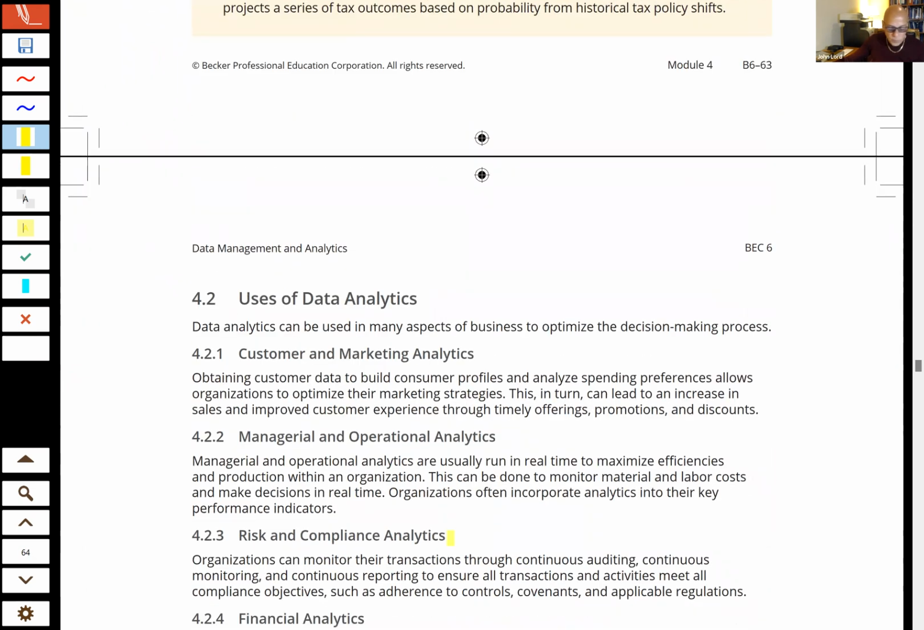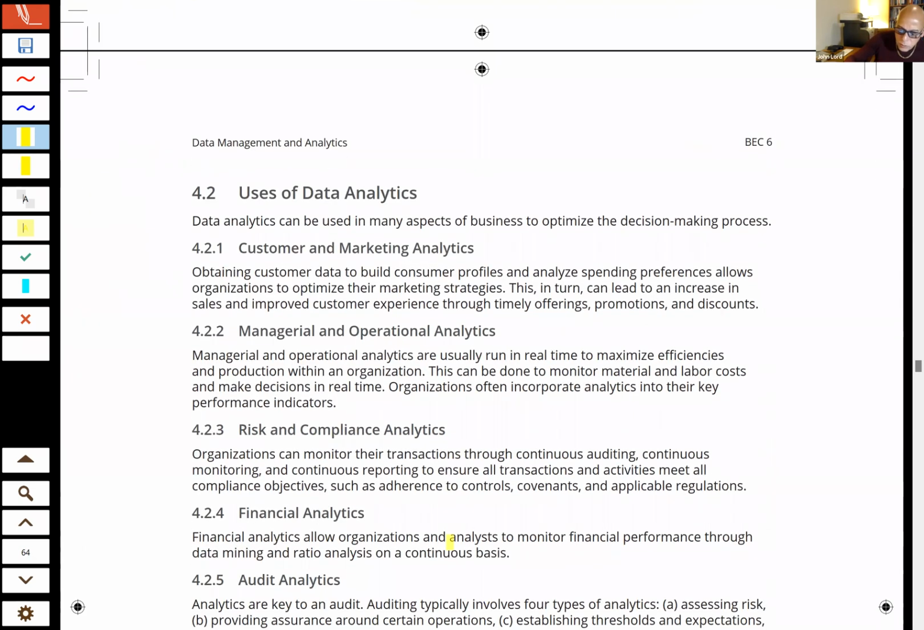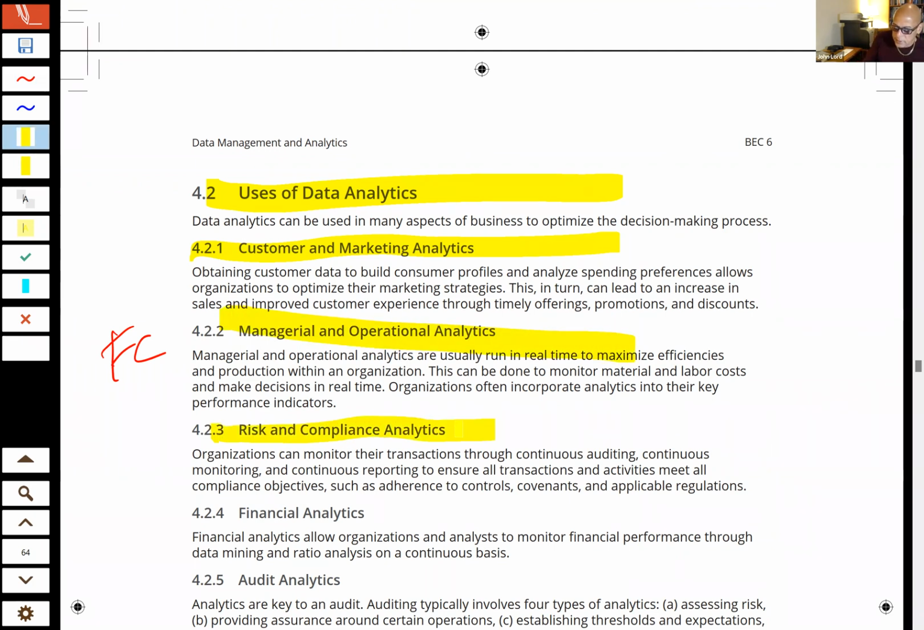Okay. Now, how can we use these data analytics? We can use them for marketing activity analysis, I should say. Flashcard that. Managerial and operational analytics. Risk and compliance analytics.